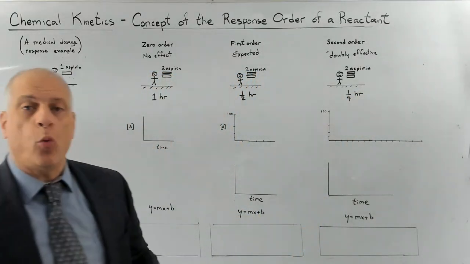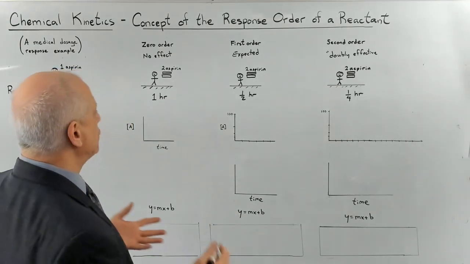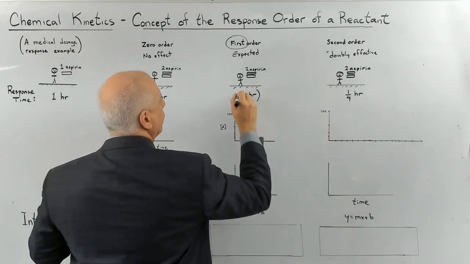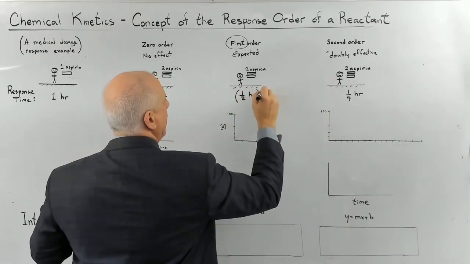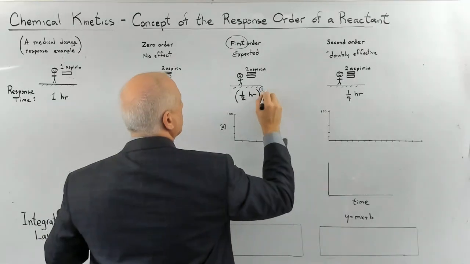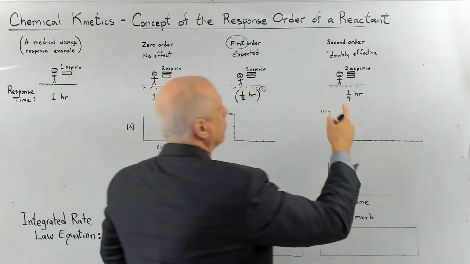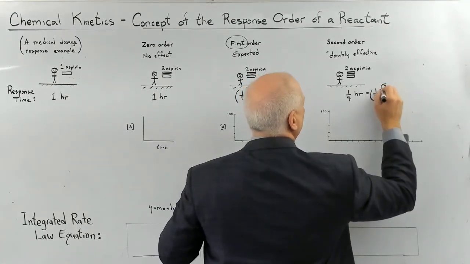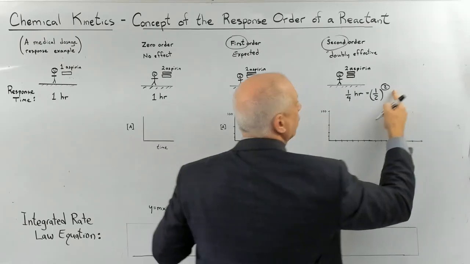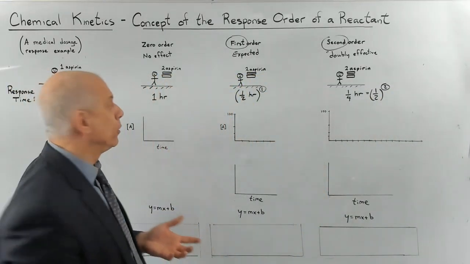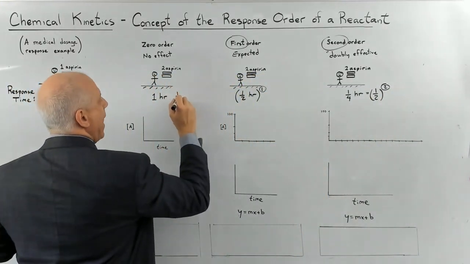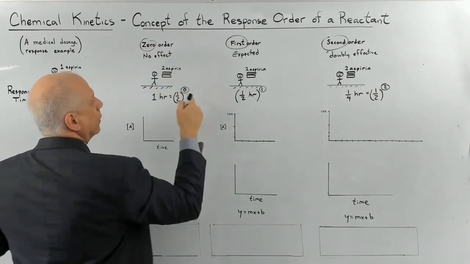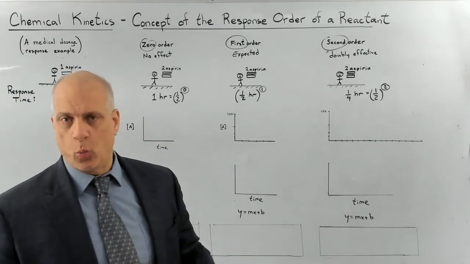Now, the order is the order of the response. So for example, a first order means that we have 1/2 to the first power. That's the first order. A second order would mean that we have 1/2 to the second power. That's the order of the reaction. And a zero order would be equal to 1/2 to the 0 power, right? And anything raised to the 0 power is 1.